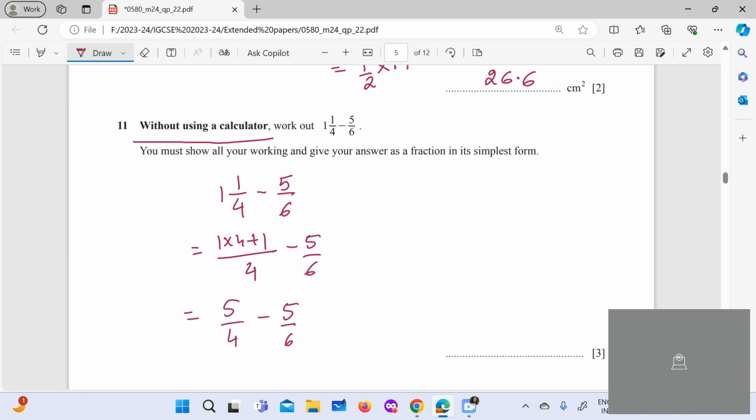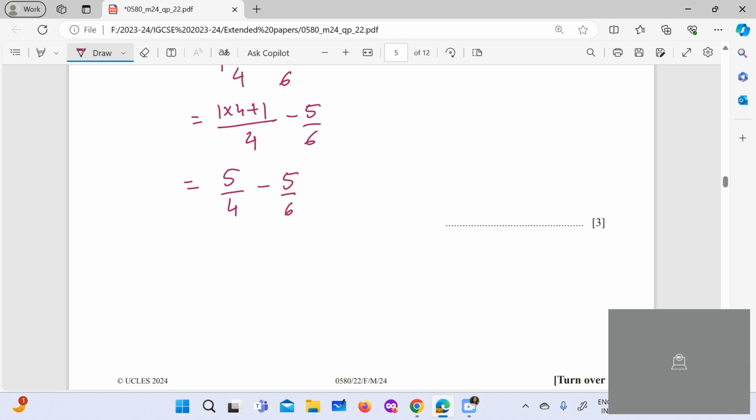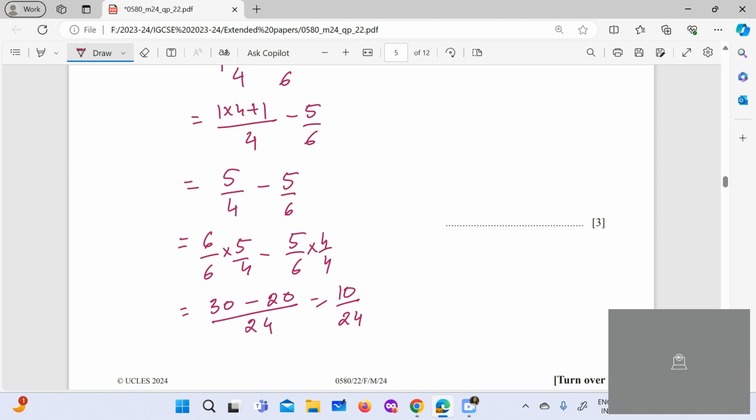Okay, so what you can do, just keep your work as simple as possible. I'll do this. 6 by 6 times 5 over 4 minus 5 over 6 times 4 over 4. That will give me 30 minus 20 over 24. That will be 10 over 24, which can be reduced to, yeah. So we will write 5 over 12. So this is your final answer.